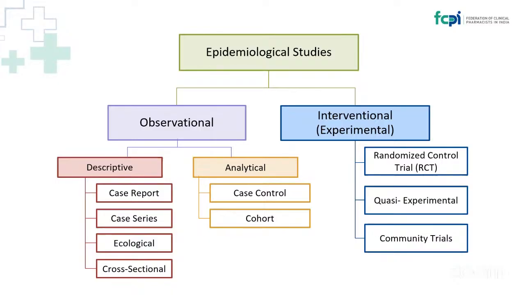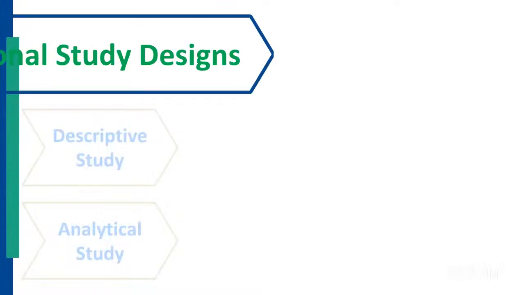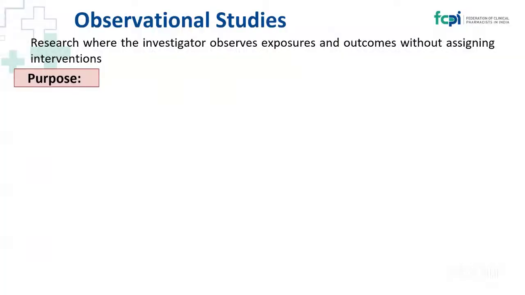Now we will see in detail the observational study design. So firstly, observational study design is where an investigator observes the exposure and outcome without assigning any intervention. Here, interventions are not done. So the major difference between observational and interventional is that in an observational study, the investigator will only observe what the outcomes of the study are.